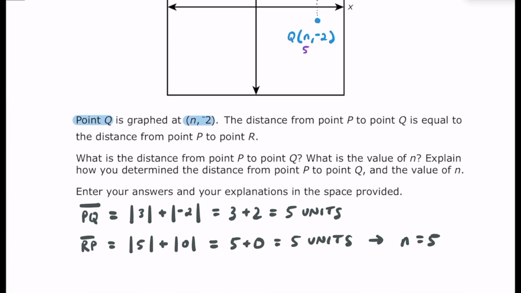So in terms of answering this question, it says what's the distance from P to Q? We kind of already said that. We said that's going to be 5 units. And it said what's the value of n? We also found that out. So we answered both of these questions, but we didn't really explain anything yet.